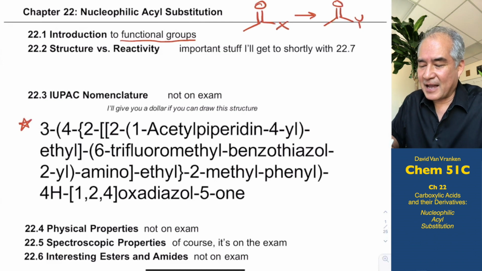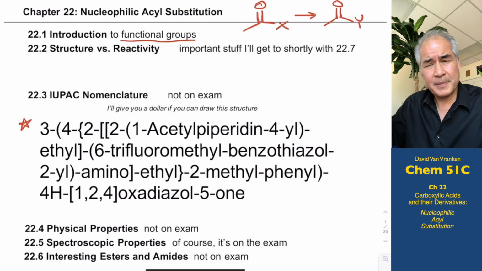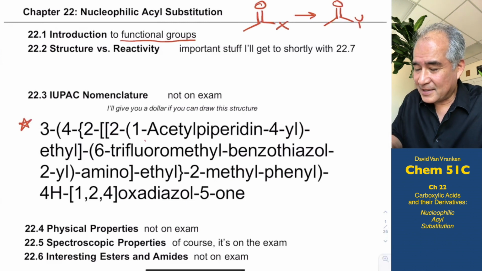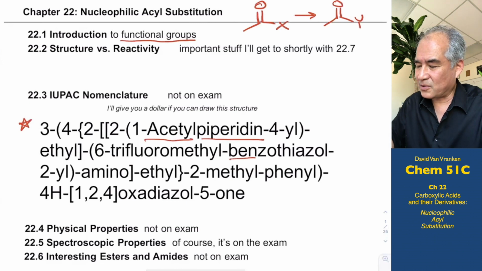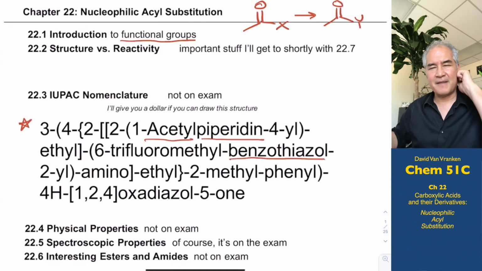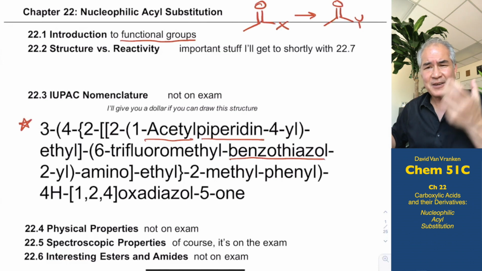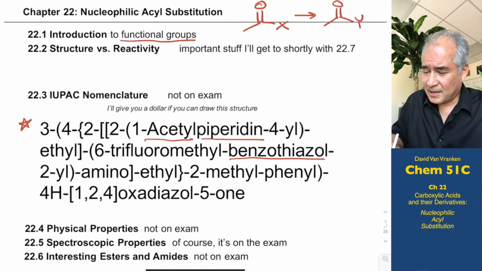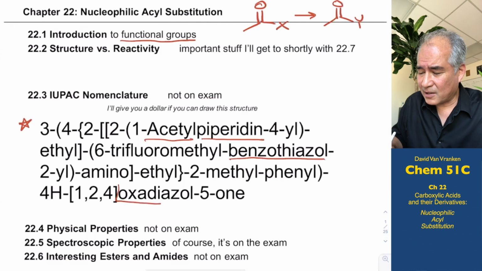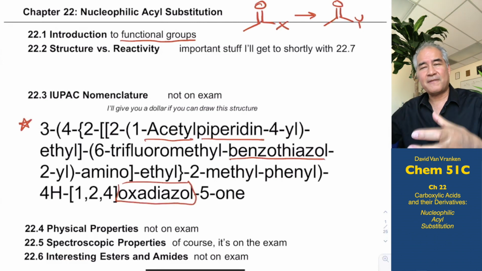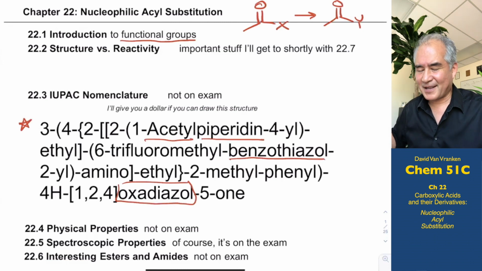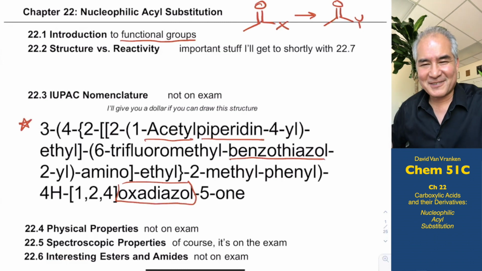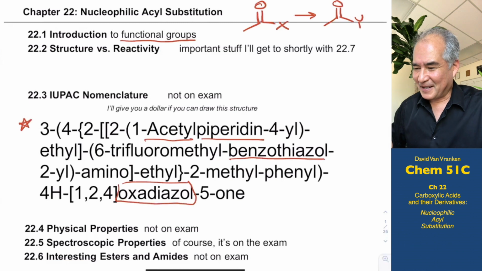I tend to look at IUPAC names for typical organic molecules, and I can see there's an acetyl group. I can see there's a 6-membered ring with nitrogen. That's a piperidine. I see a benzothiazole, which is a benzene ring fused to a 5-membered ring with sulfur and nitrogen. I know the names of functional groups. The key functional group here is an oxadiazole. That's a 5-membered ring with 2 nitrogens and an oxygen. And I'm not exactly clear where the nitrogens are, and I'd have to go look that up.